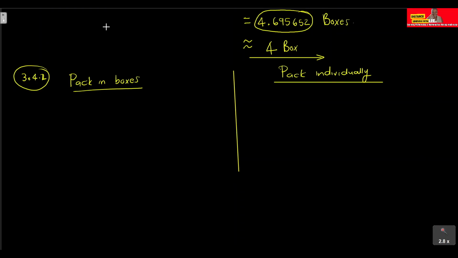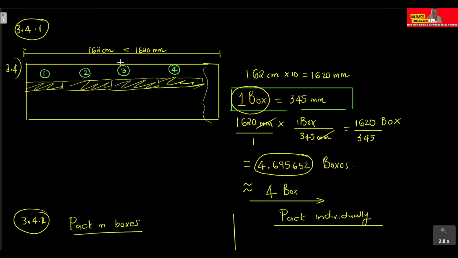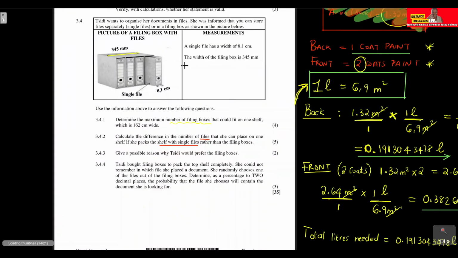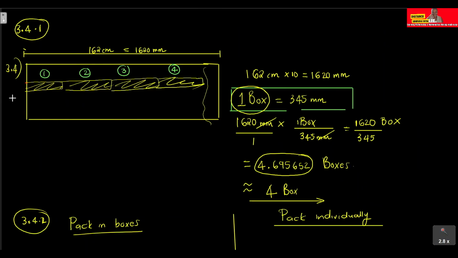Okay, so here with the first part, we've already calculated, right? We already know that we can only fit in 4 boxes. And in the 4 boxes, how many files can fit into that box? We were given information here that one box can only take 1, 2, 3, 4 files, right?